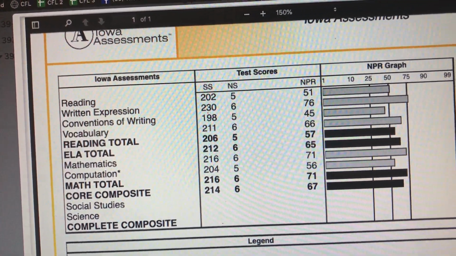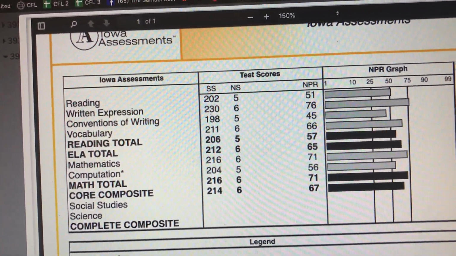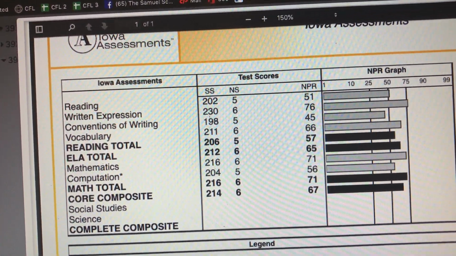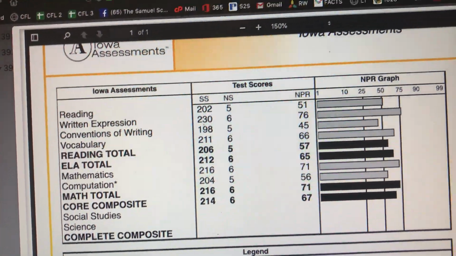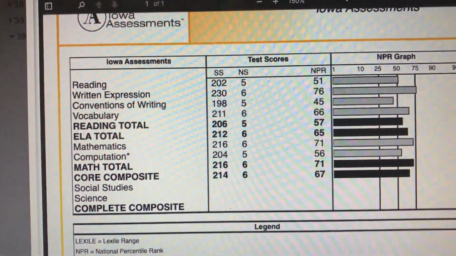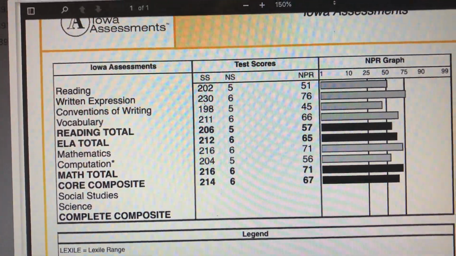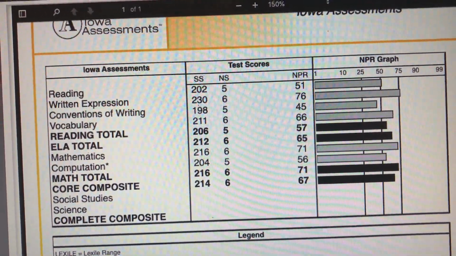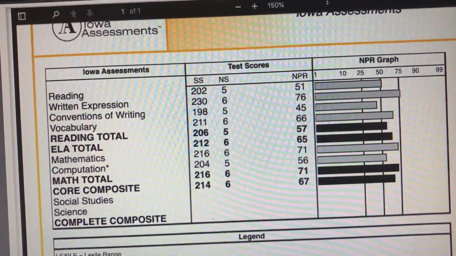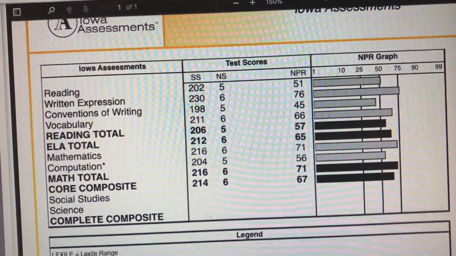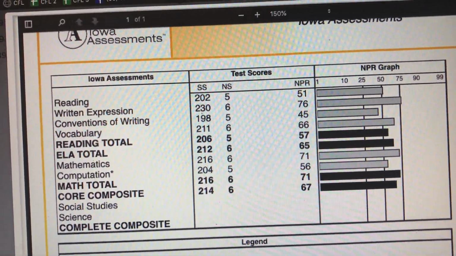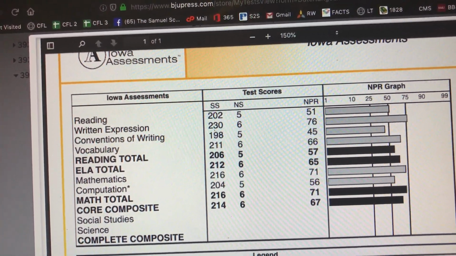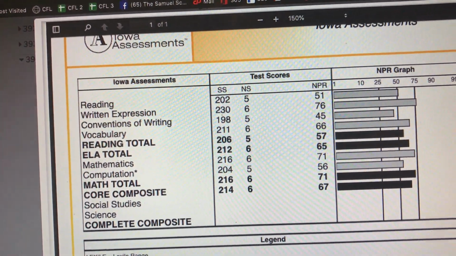And so if that was proportionally related to 100 students, then this student in particular would be 51st in the lineup. 0 would be the lowest and 100 would be the highest, and so this person would be at 51. In written expression, they would be at the 76th place. Again, 0 being the lowest and 100 the highest. So it's a normative test. It lets you know how your student's doing compared to literally hundreds of thousands of students in the same grade level across the nation.